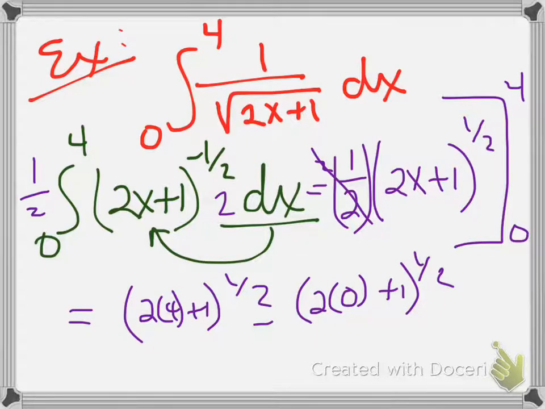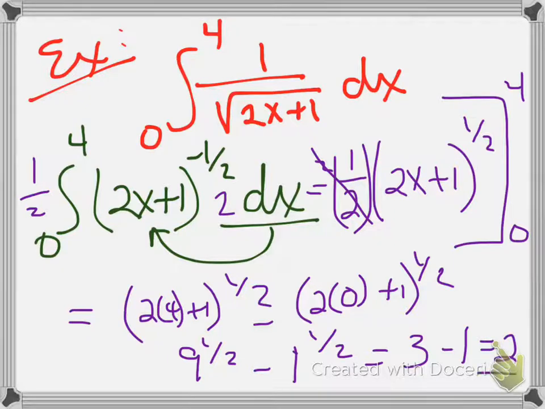And so 2 times 4 is 8 plus 1 is 9 to the 1/2 power minus 2 times 0 is 0 plus 1 to the 1/2 power. Sorry for my scribbling. 9 to the 1/2 power is 3. 1 to the 1/2 power is 1. 3 minus 1 is 2. So we have found a definite integral using this process, and we have an answer of 2. But remember, what we did that was the most important thing was that we put a 2 in here to complete my dx, and we balanced it with the 1/2.